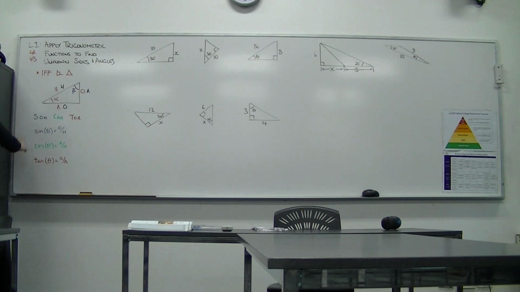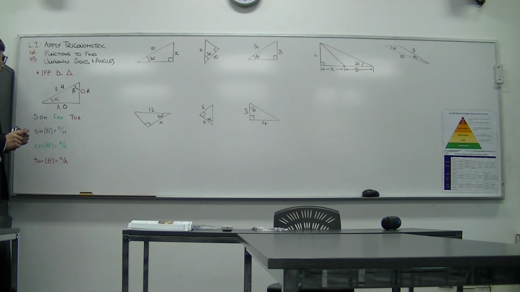Fantastic. Incidentally, this is not sin, it's sine. This is cosine. Having said that, I'll call this sine, I'll call that cos. And tan is short for tangent, so I'll call these sine, cos, and tan, but it should be sine, cosine, tangent if you're using the full words.